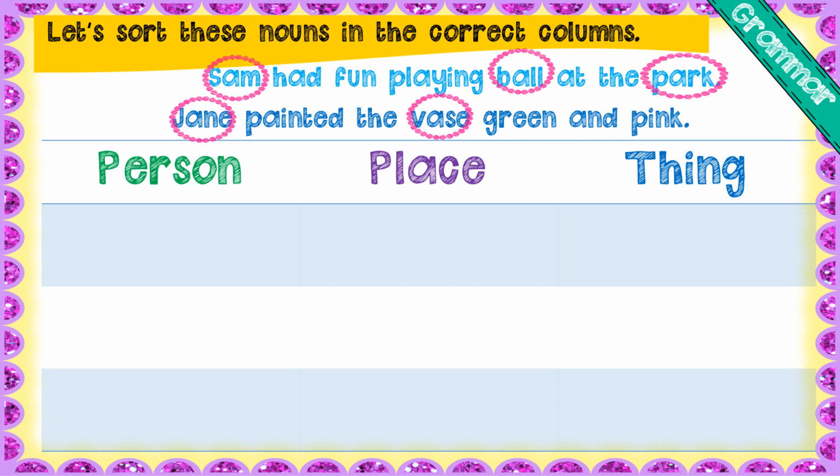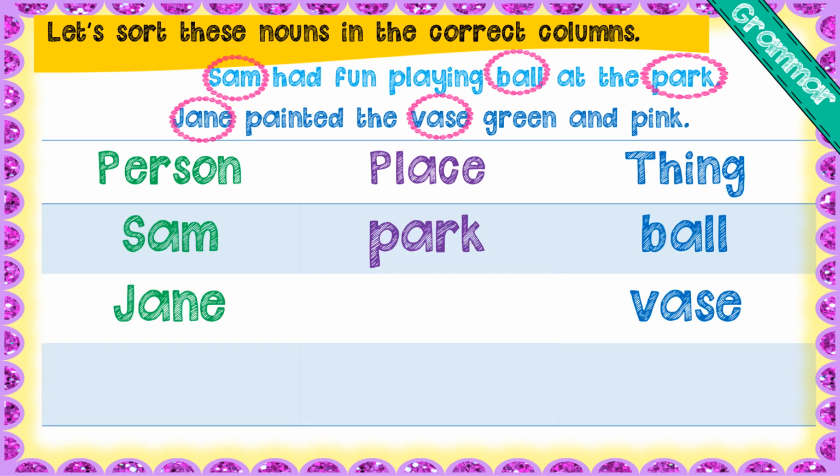What about a place? Somewhere you could go. Now think about a place would answer the question where. So do we have a where in our sentences? At the park, right? What about a thing? We have two things up there. Things are like objects. Ball and vase. Good.